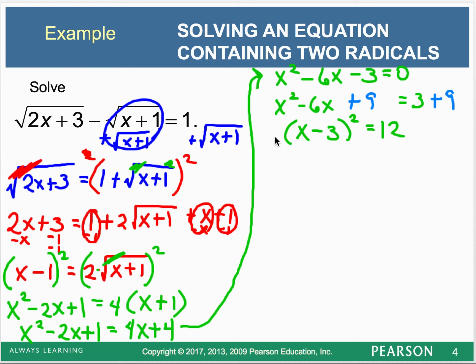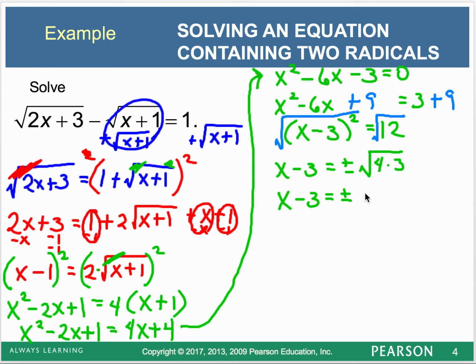Okay, square root both sides. Use that square root method. Now I put the square root in. I put the square root in this problem, so I do have to say it's plus or minus. And square root of 12, I'm going to make 4 times 3, so that finally I have x minus 3 equals plus or minus 2 square roots of 3. Solve for that x. There's my two solutions.